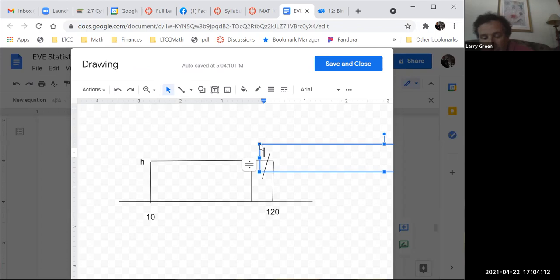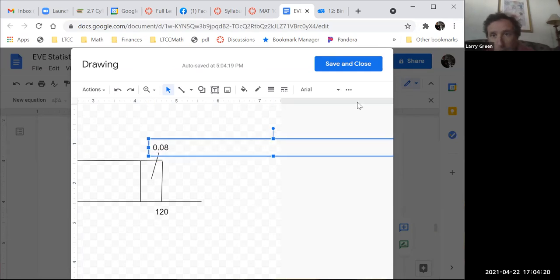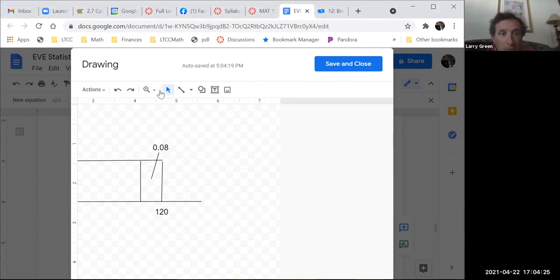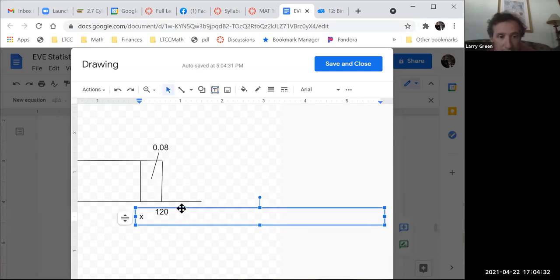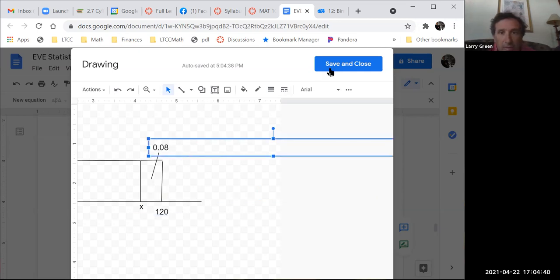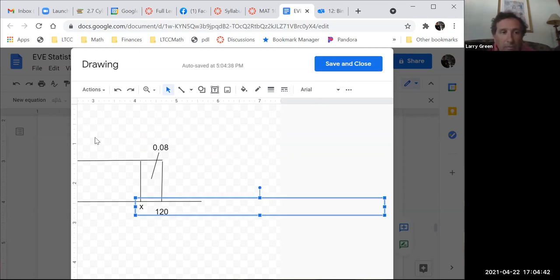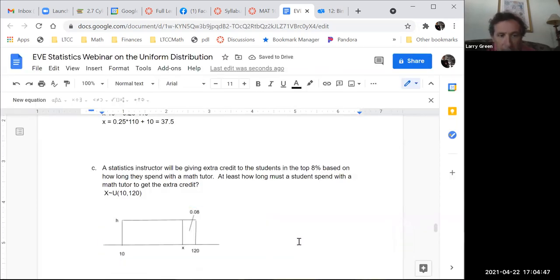So that's going to be 0.08. And what we need to do is find this value here. I like to call it X because you're used to calling things X when you don't know what it is, especially on a horizontal axis. Any questions on the picture?